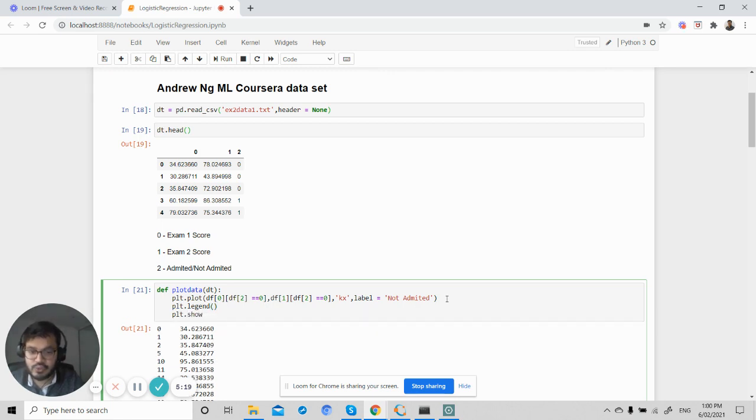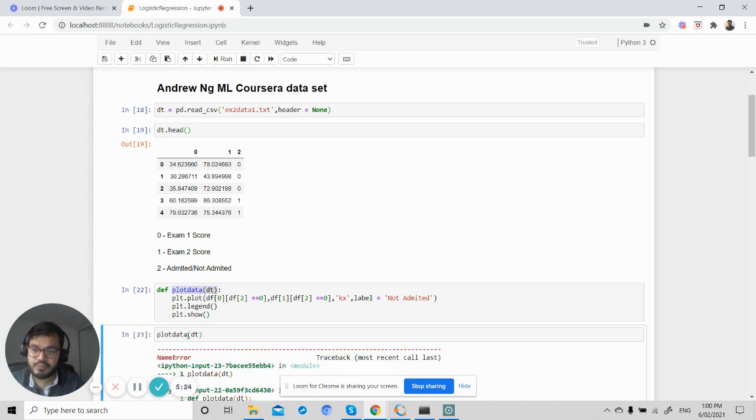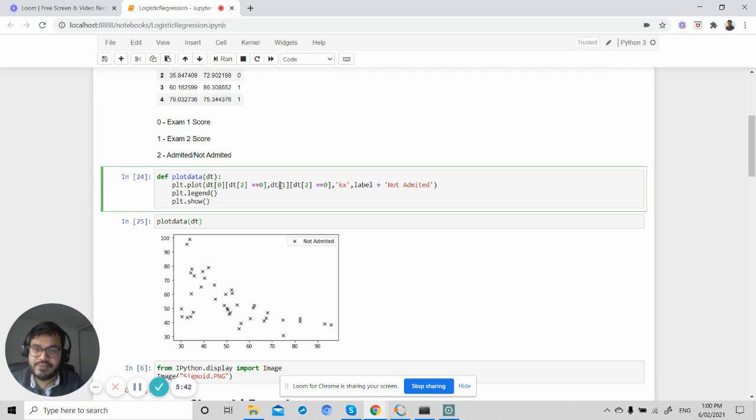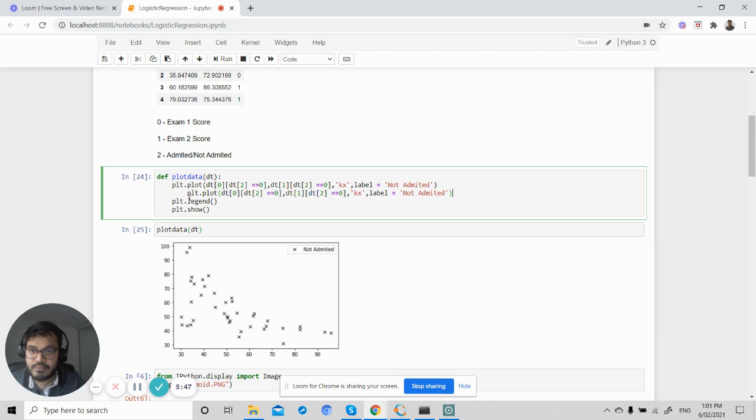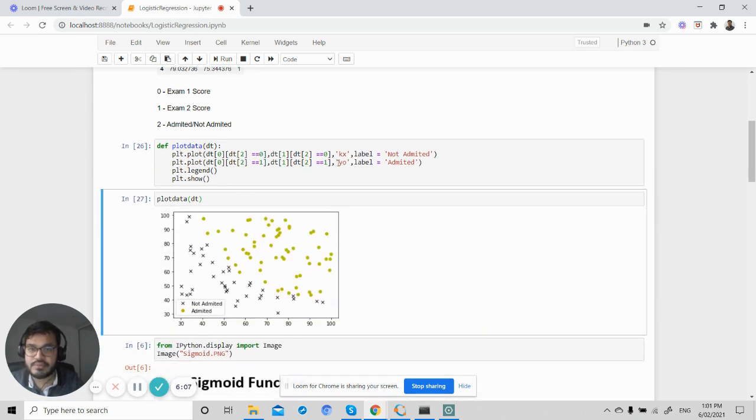If we do plt.show and call this particular color, likewise we will highlight all admit cases with another color. Let's make it another color, with an O marker, and this will be all my admit cases where the output equals 1. So this is another plot. Here we go. This is my admit and non-admit plot.